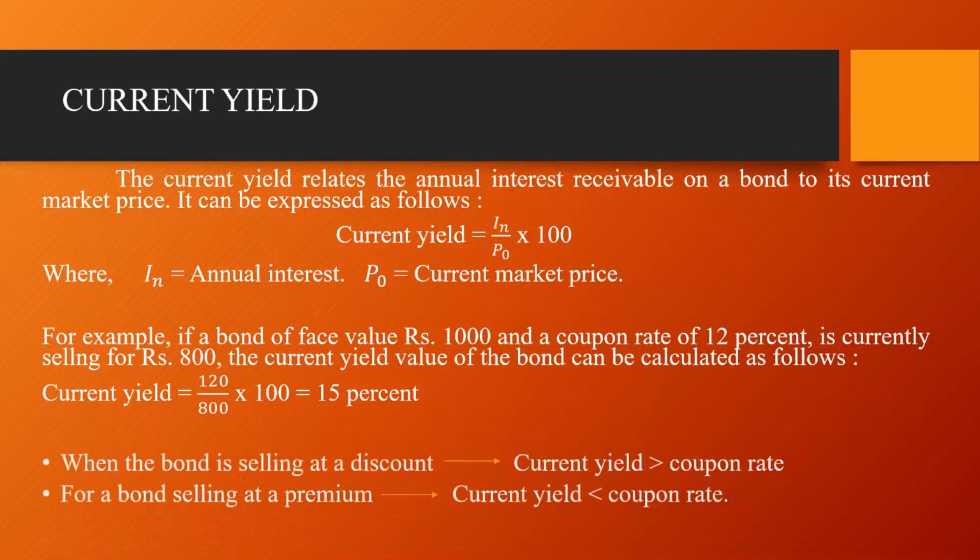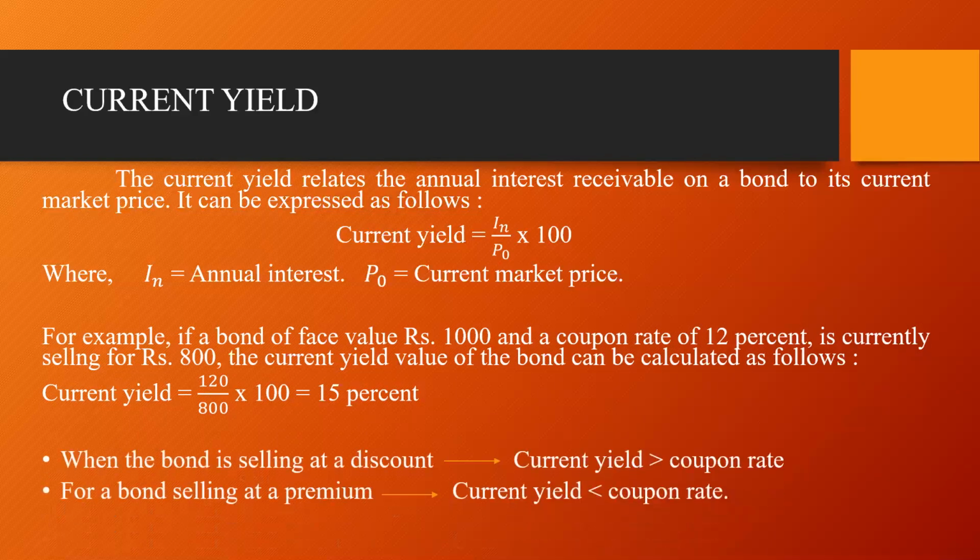So from this, it is evident that when the bond is selling at a discount, the current yield will be higher than the coupon rate. That is the 15% higher than the 12%. Now suppose a bond with face value of 1000 is selling in the market for 1200 or 1100. In that case, the current yield will be less than the coupon rate. The coupon rate will be higher in that case if it is selling for a premium. If it is selling for a discount, the coupon rate will be less than the current yield.